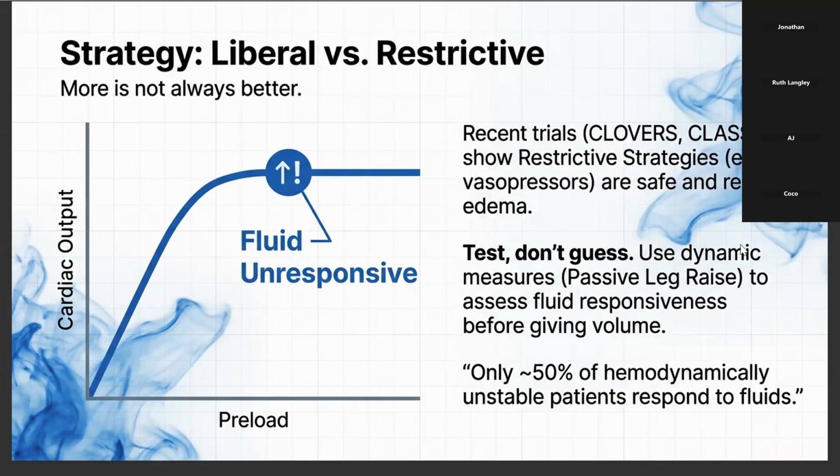But the important key point there is that only 50% of hemodynamically unstable patients respond to fluids. So if you give them fluid and they don't respond, they need pressors because there's nowhere else you can go. Giving them fluids is not making any difference. You're pouring it into all the wrong spaces, and we're going to have to get all that off at some point, should they survive.